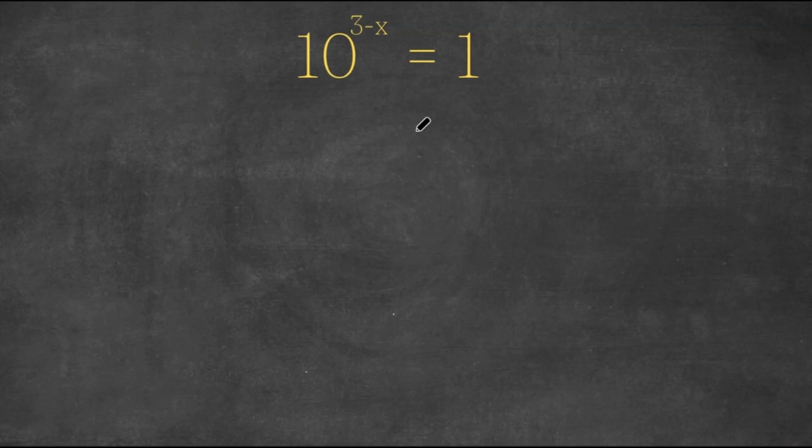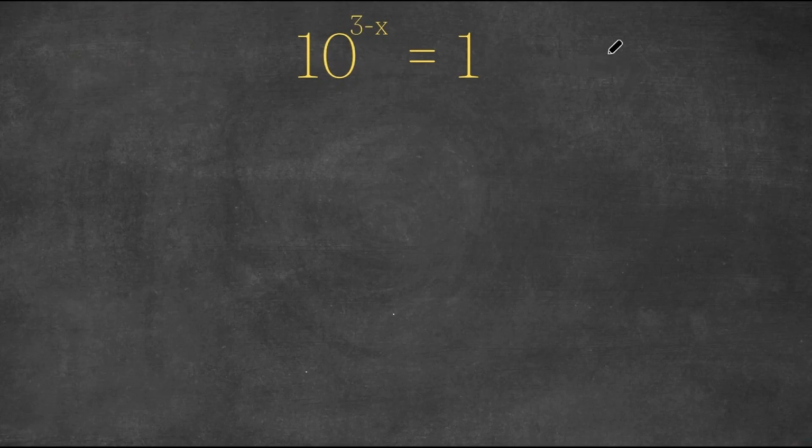In today's video, I'm going to be teaching you guys how to solve this exponential equation. So we have 10 to the power of 3 minus x equals 1. So whenever we're solving exponential equations similar to this one, we always want to make sure that our bases here, in this case 10 and 1, we want to make them the same.